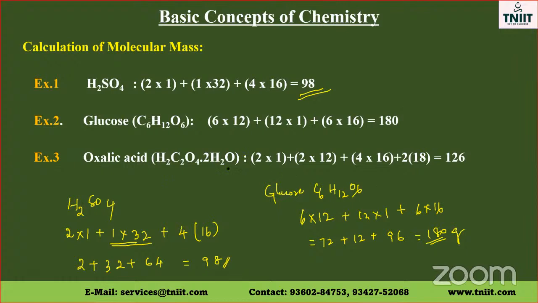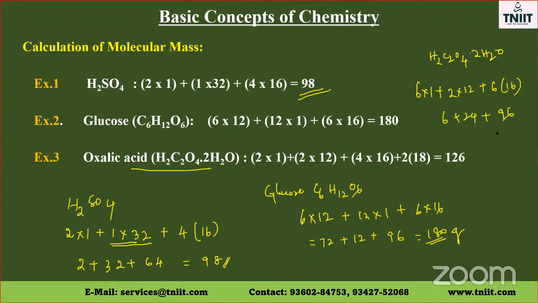Likewise, the third example given is oxalic acid, a hydrated salt, H2C2O4.2H2O. It's a salt. Oxalic acid is a crystal. Now we have totally 2, 3, 4, 5, 6 hydrogen. 6 into 1, plus 2 carbon, 2 into 12, atomic mass of carbon is 12, plus we have 4 and 2, 6 oxygen. The atomic mass of oxygen is 16, 6 into 16. So 6 plus 24 plus 96.